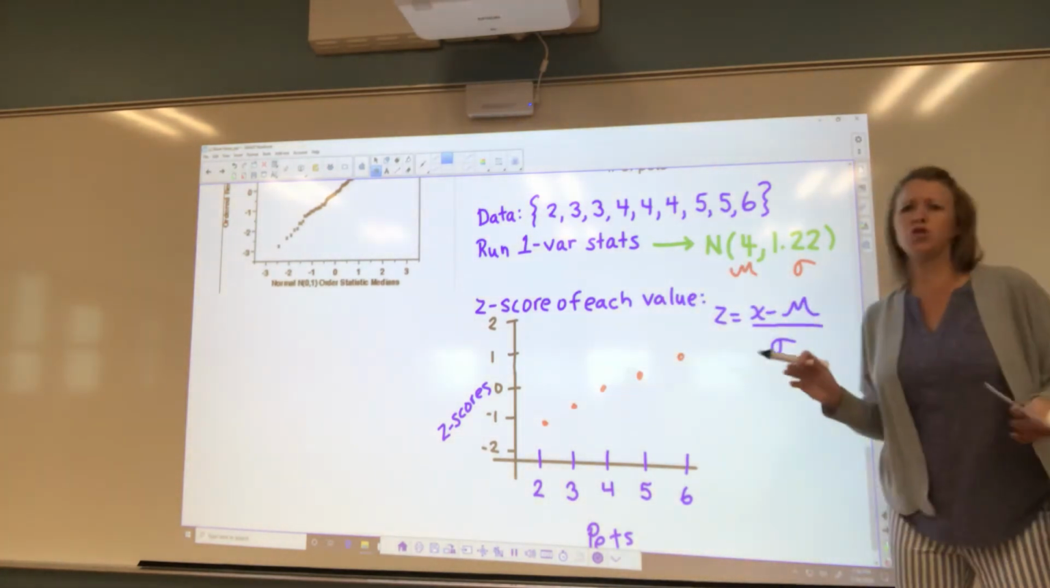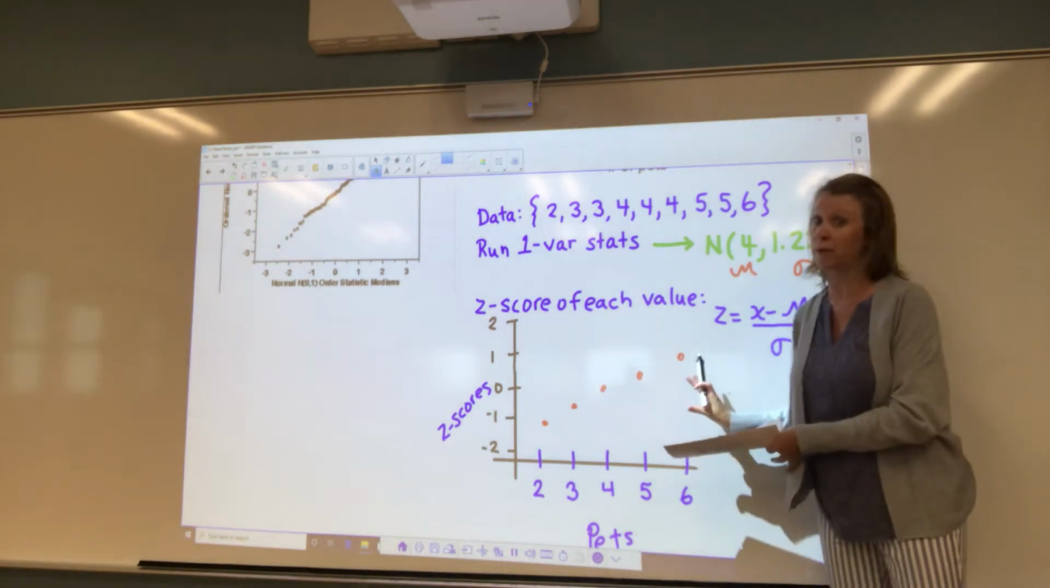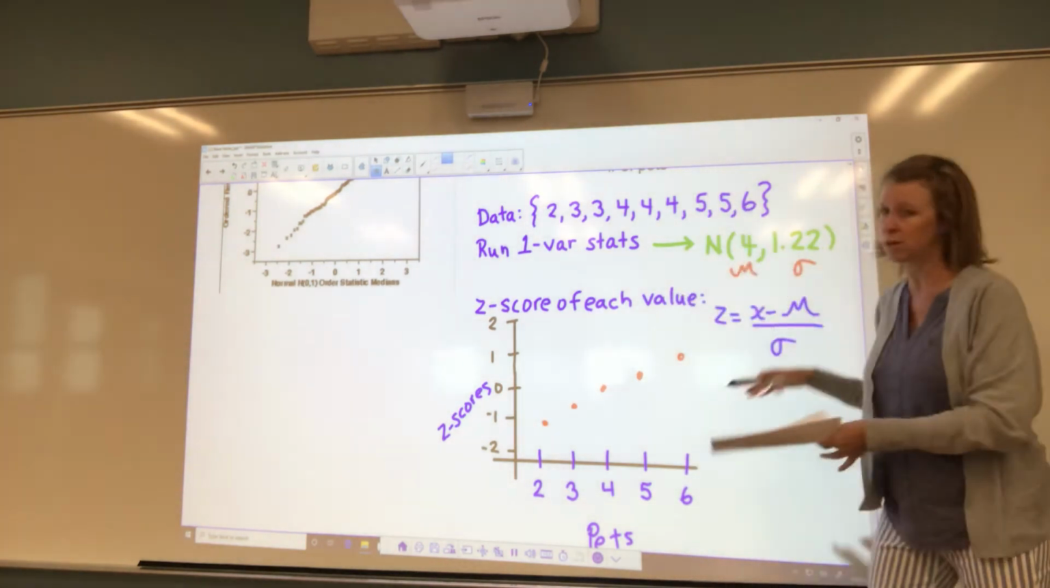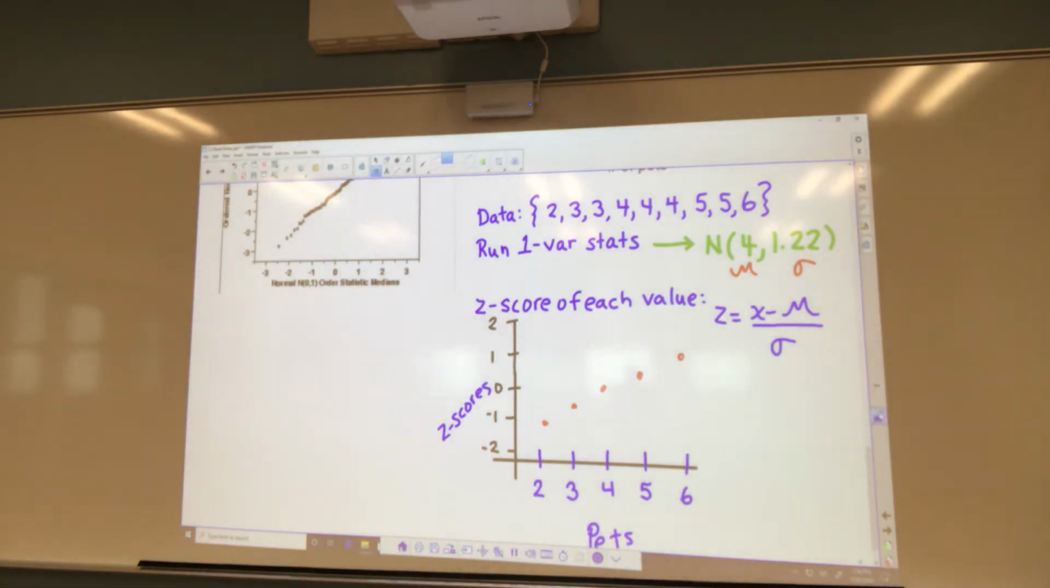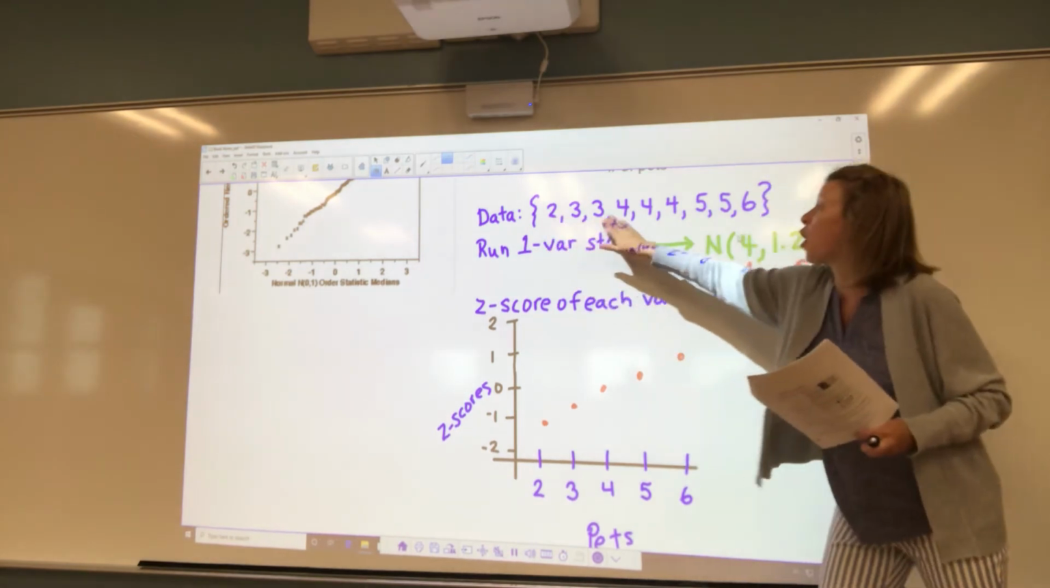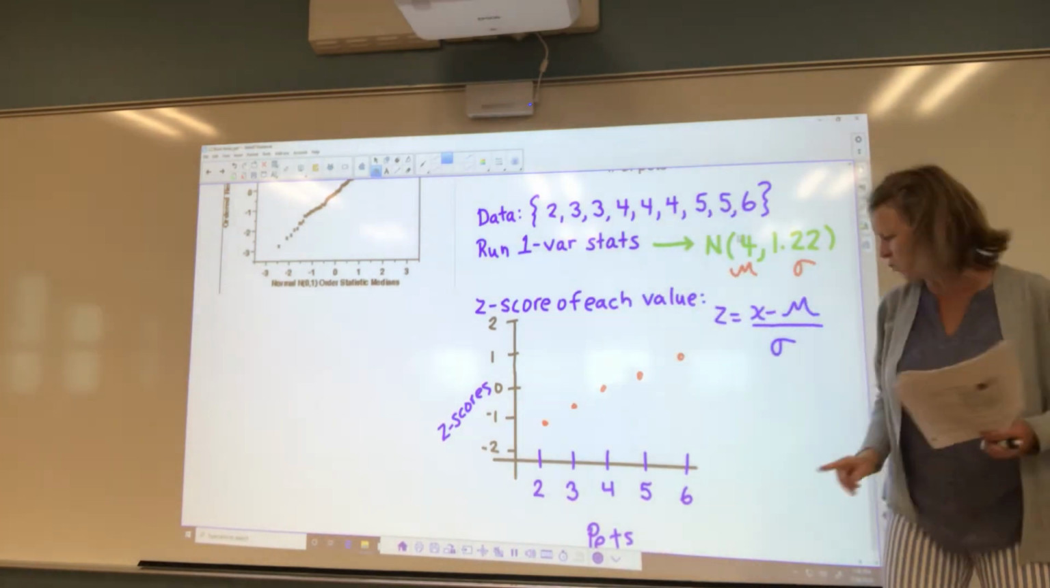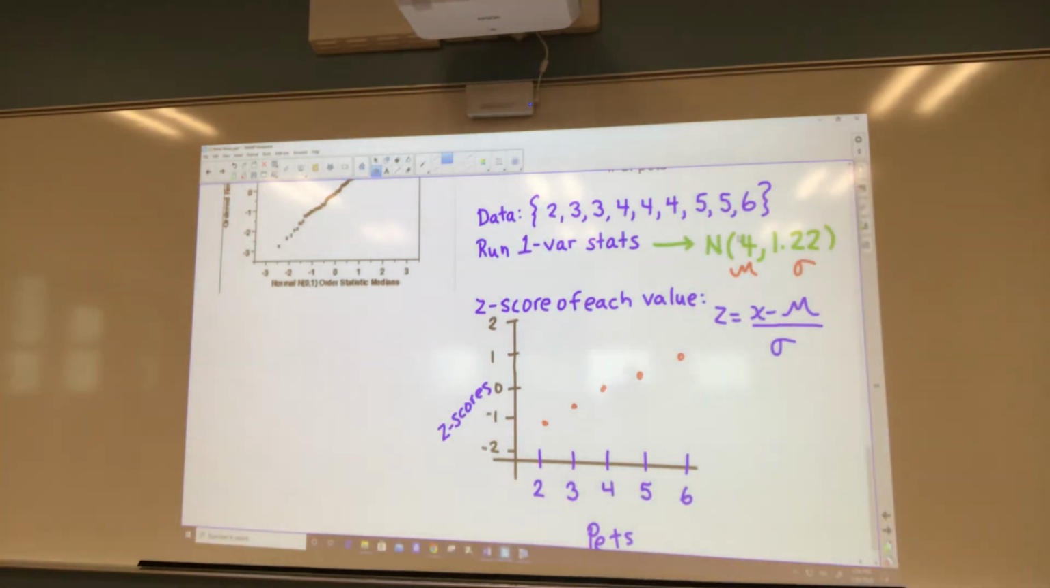Now, how would you do this, though, on the calculator? Because you're not going to have to do this by hand, where you change things into z-scores and go plot it. What you would do on the calculator is take this set of data right here and type all of that into L1. I'm going to have you do that right now.